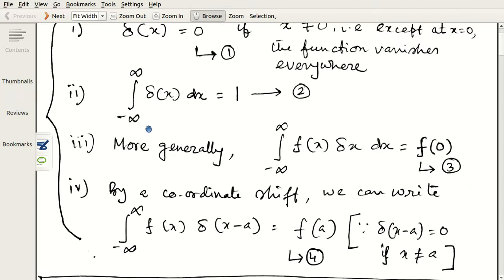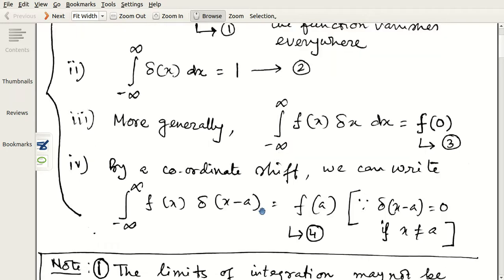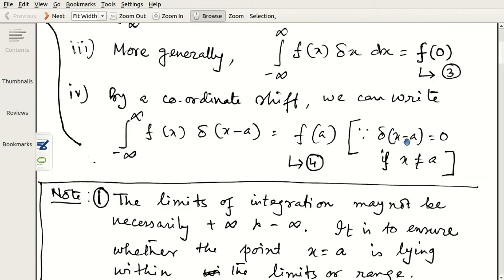But the feature is defined as: from minus infinity to infinity, you integrate over delta x, it will give you 1, and in a more general way, f(x) delta x integrated from minus infinity to infinity will give you f(0). The more general expression is written as delta x minus a multiplied by f(x). So if you put a equal to 0, you obtain this one. So this will be equal to f(a). I have missed the term dx here. The integral of f(x) delta x minus a dx equals the function of a. This happens because delta x minus a is 0 if x is not equal to a. That means the function has some value at x equal to a. What is the value? That cannot be said directly.